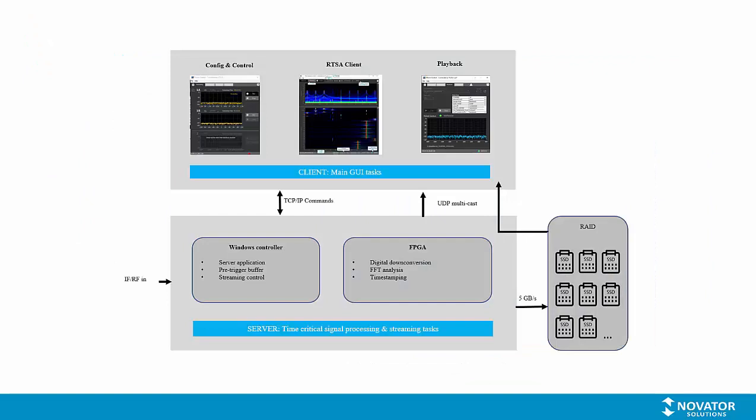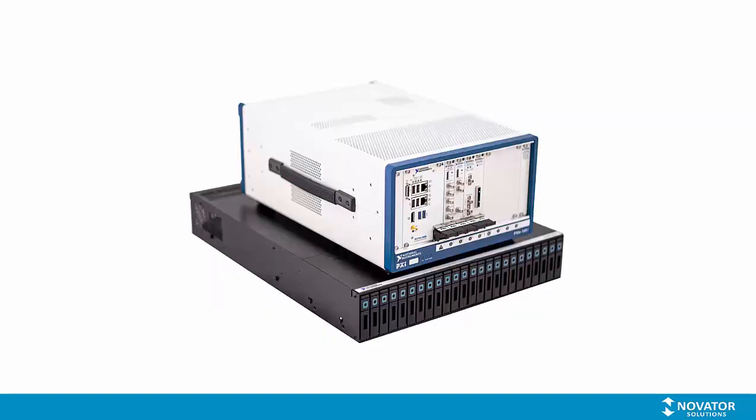Munin is built with a server-client architecture to separate the time-critical from the non-time-critical tasks. In this demo, I use a PXIe chassis with a controller, 2 digitizer cards, clock cards, and an interface card to the external RAID. For the purpose of the demo, Munin Server as well as the client applications Munin Control and Munin RTSA Control are running on this chassis. For best performance, however, it is recommended to run the clients on remote computers.